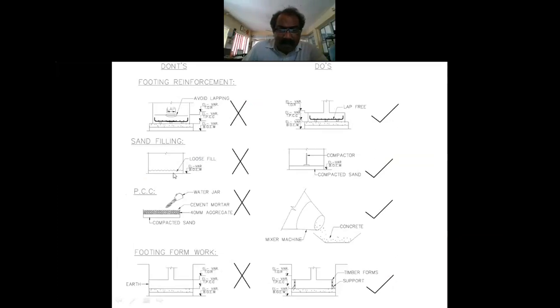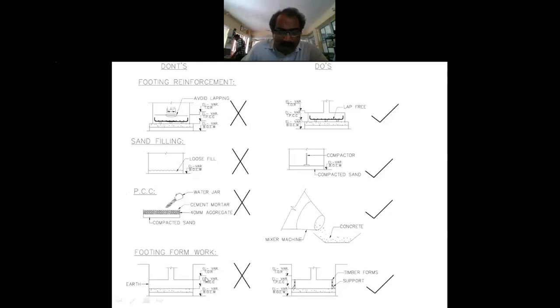And below the foundation, people put sand filling. You have to ram it properly with a compactor. And for putting PCC, people put jelly, that is 40 mm metal aggregate, and pour water and cement mortar over it. That is not a good practice. Mix the concrete either by mixer machine or by hand, and then put the concrete.